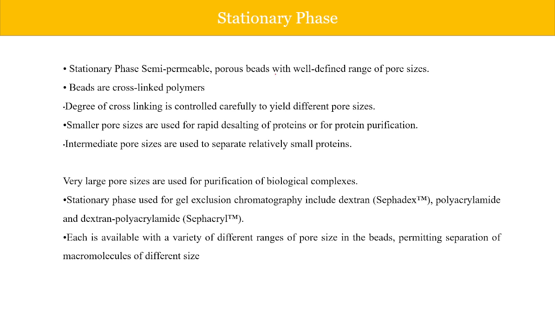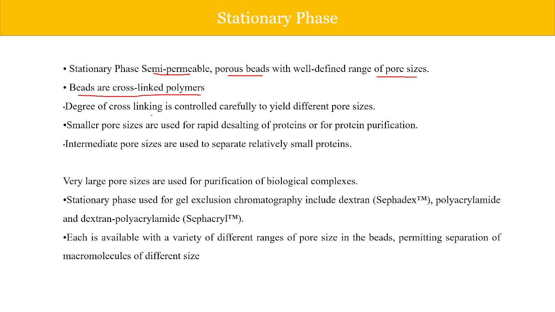Now speaking of the stationary phase, it is semi-permeable. It has porous beads with a well-defined range of pore sizes. These beads are cross-linked polymers. If you ask me what type of questions you can expect, it can be given in the question, which of these are the characteristics of the stationary phase? Tick them. It can be an MSQ question where you are given four points, out of which three may be right, and cross-linked polymers may be one of them. That is why knowing about the stationary phase is important.